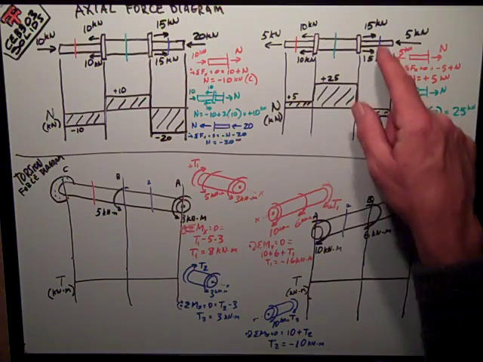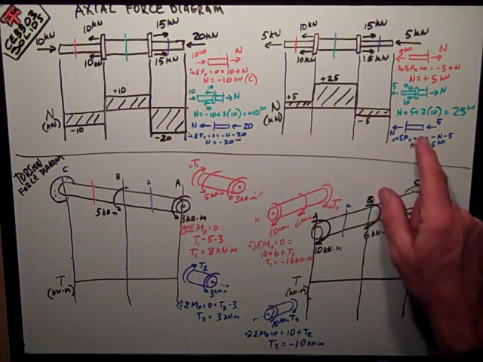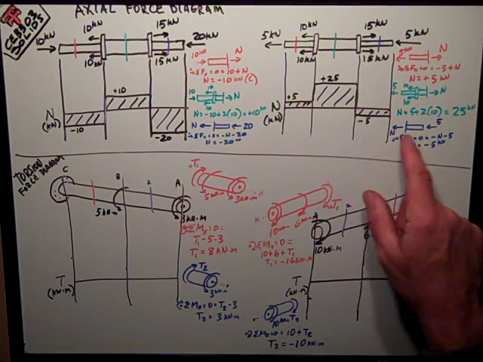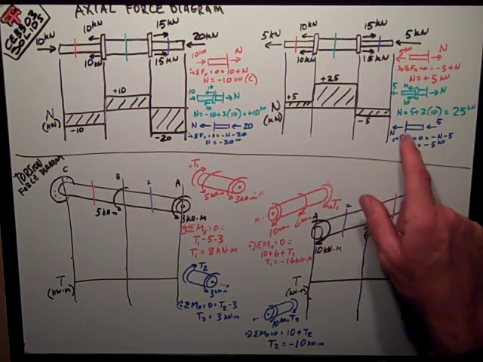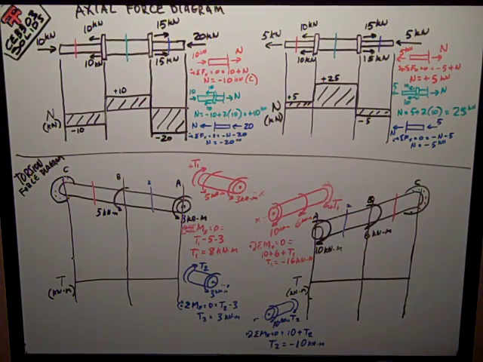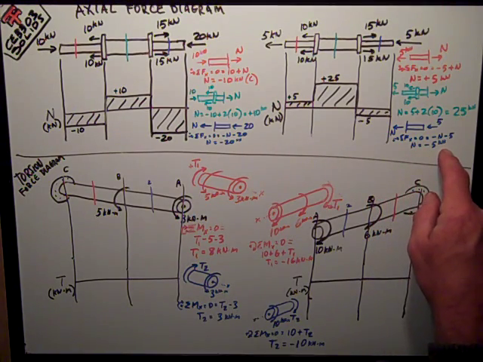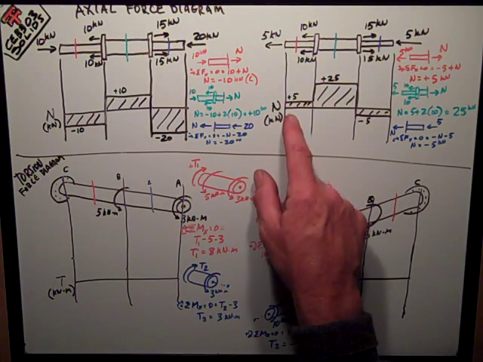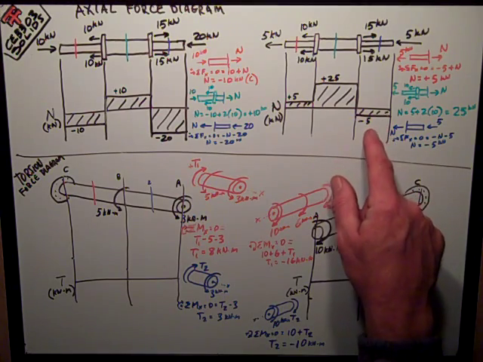Once again, look at the right end. Look at the segment to the right of the cut. And here's my sum of force. Here's my external force 5 and my internal force N, assumed in the positive direction to create tension. Sum of forces gives me N is equal to negative 5. So it's in compression. I diagram that the same way, 5, 25, and negative 5.